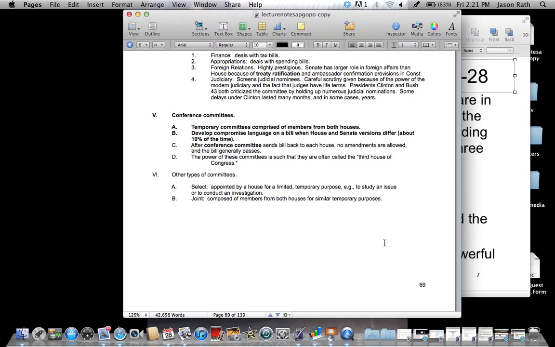There's other types of committees. You have select and joint. Select is appointed by House for a limited time, temporary, to study an issue or conduct investigation. And then a joint committee composed of both members from both houses for similar temporary purposes, similar purposes as the select committees.